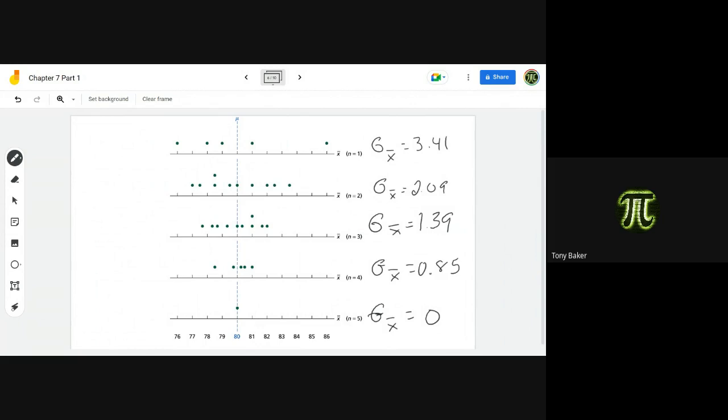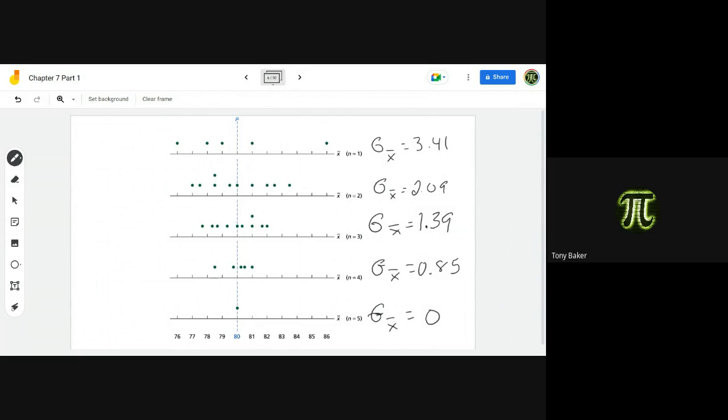So the standard deviation for the first set, in essence the population standard deviation, was 341. The standard deviation for sample sizes of 2 was 2.09. For 3 it was 1.39. For the 4, the one you found, was 0.85, and then 5 would be 0 because there's no variation. So as my sample size gets larger, my standard deviation gets smaller, which makes sense.